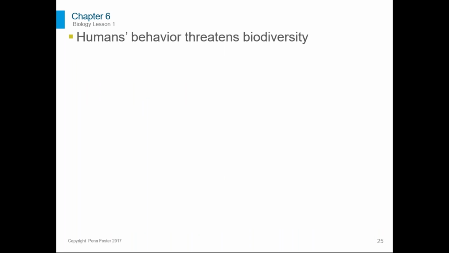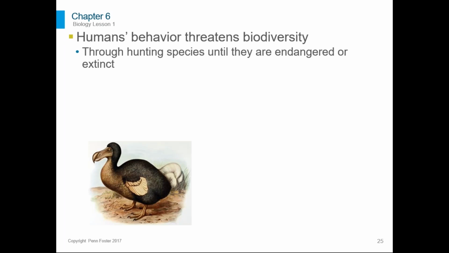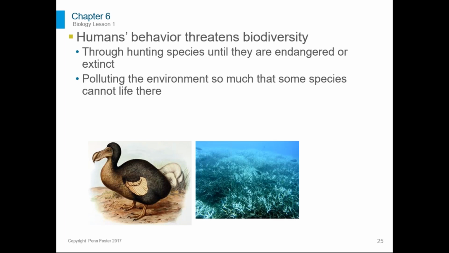But that's just one of the ways that humans decrease biodiversity. We also do that by hunting species until they're endangered or extinct. For example, the dodo bird was hunted to extinction, polluting the environment so much that species cannot live there, such as this dead coral reef.